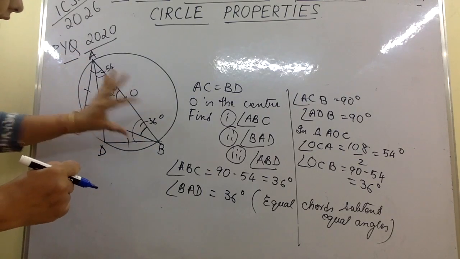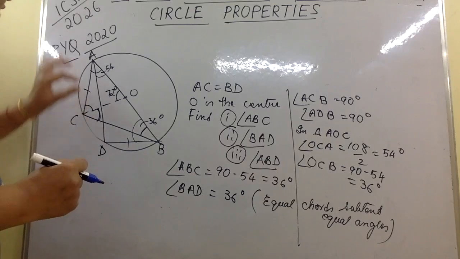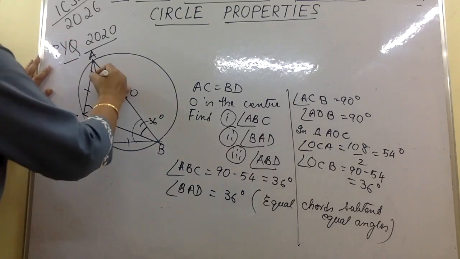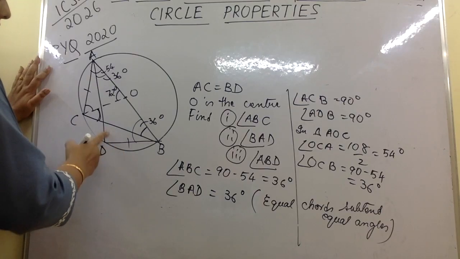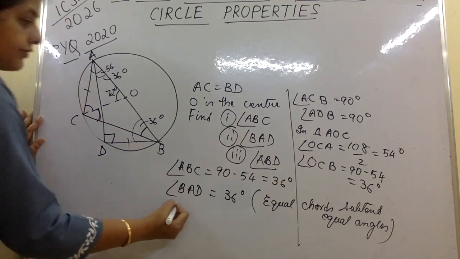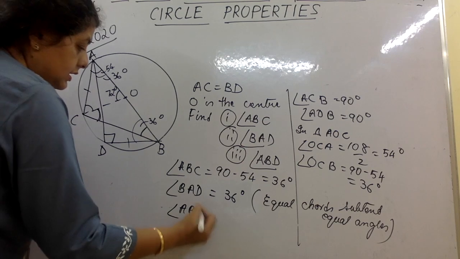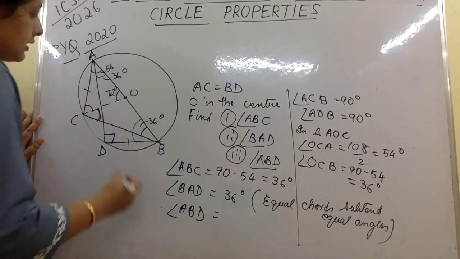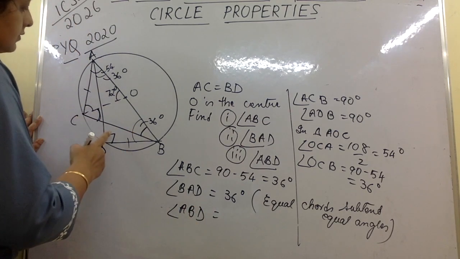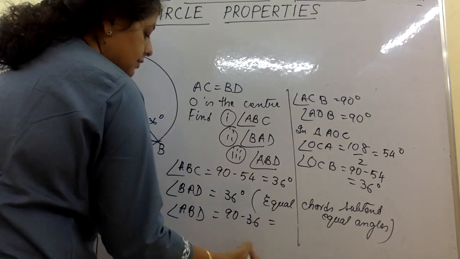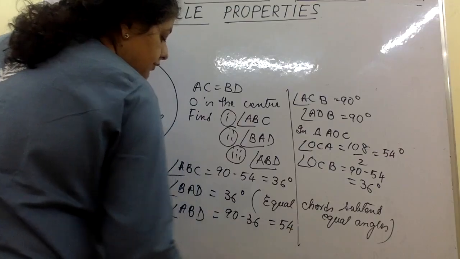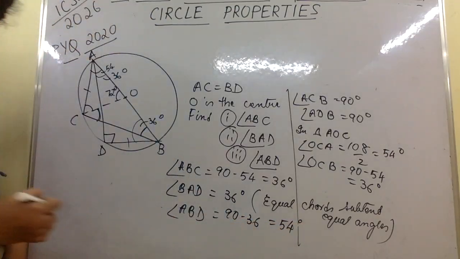That is this big angle we have to find. If this is a 36, this small one is a 36, here this one is a 90, therefore angle ABD is equal to 90 minus 36. 90 minus 36, triangle sum property, which is 54 degrees.